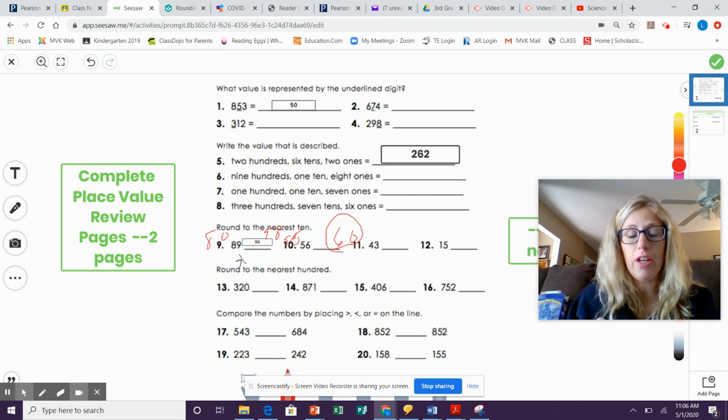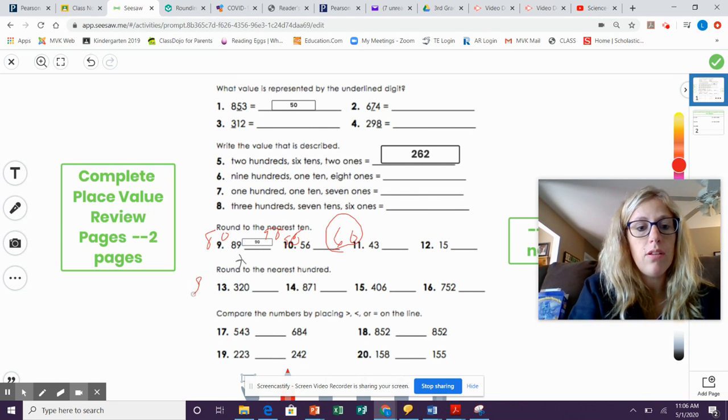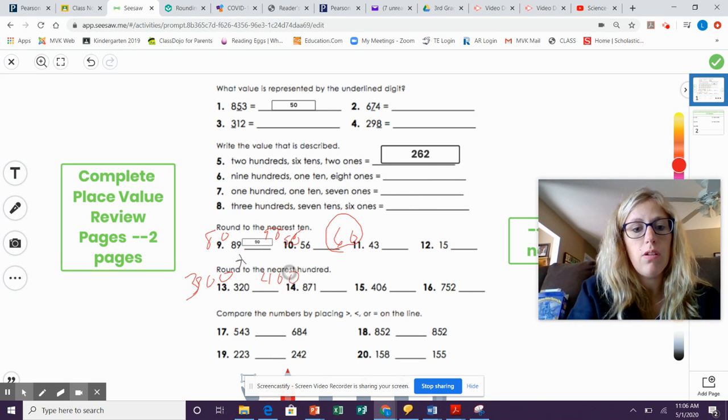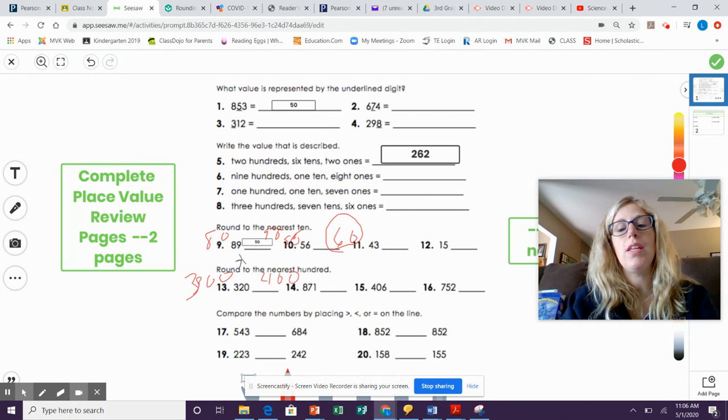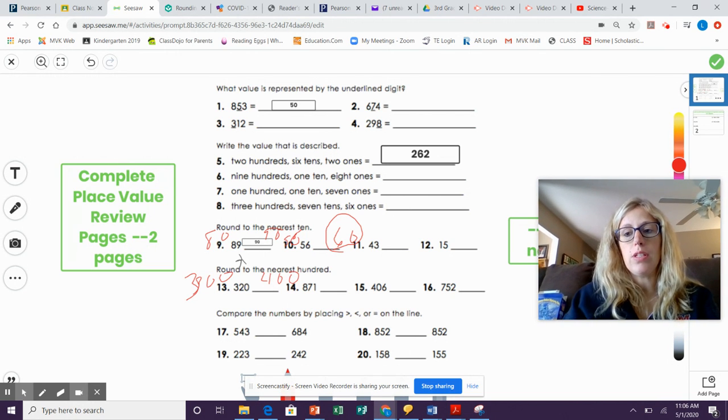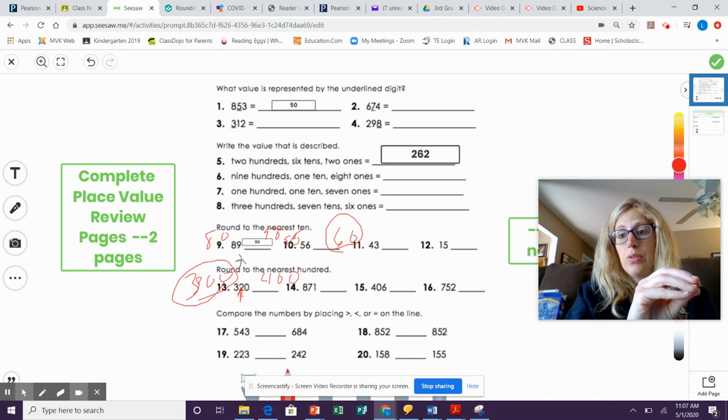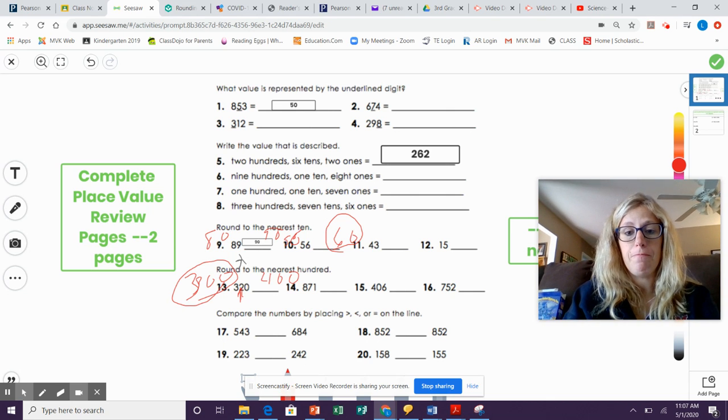Okay, same thing for the hundreds, except instead of counting by tens like we did right here, we're going to count by the hundreds. Okay, so 320 is in between 300 and 400. So is 320 on a number line closer to 300 or is it closer to 400? Okay, again, look at this digit. This digit is a 2. That's less than 5, so it tells me it's closer to 300. So on a number line, 320 would be closer to 300 than it would be to 400.